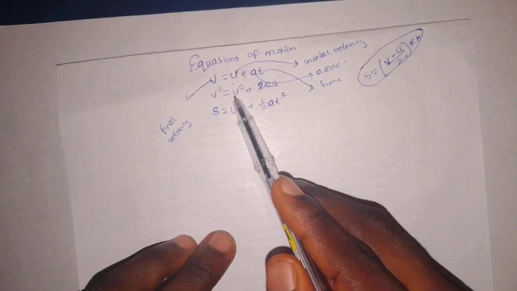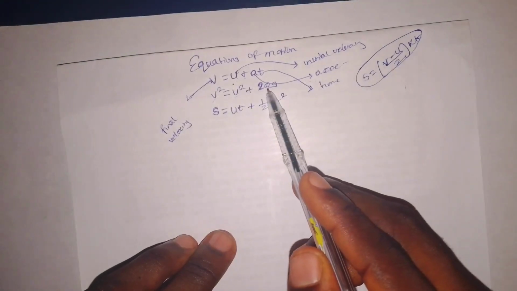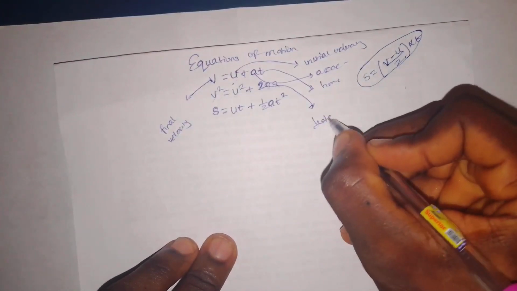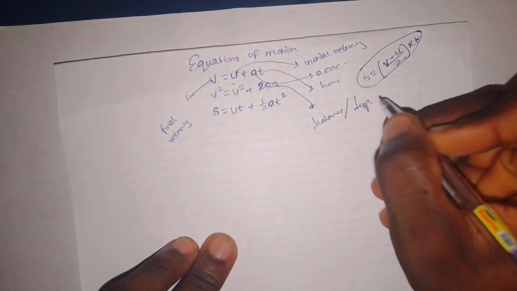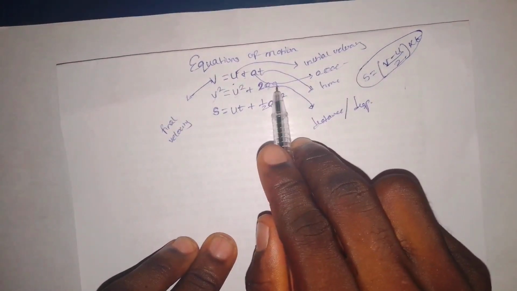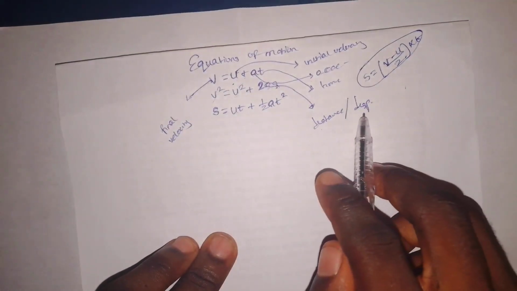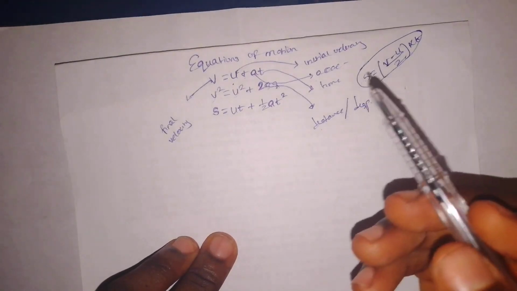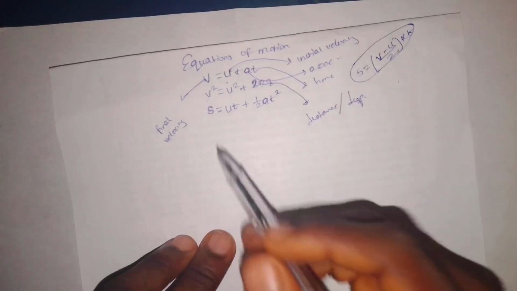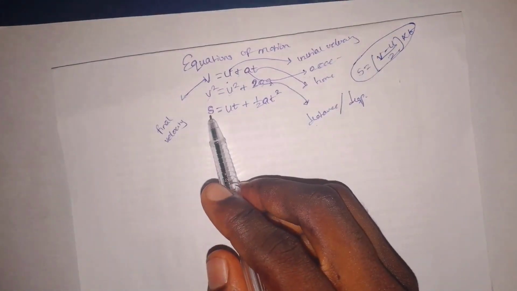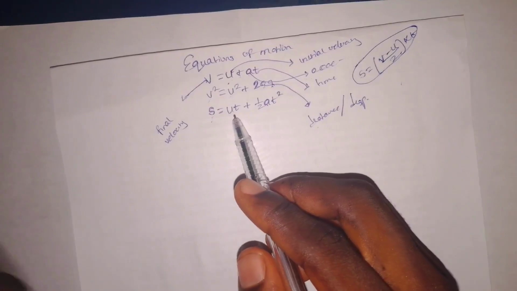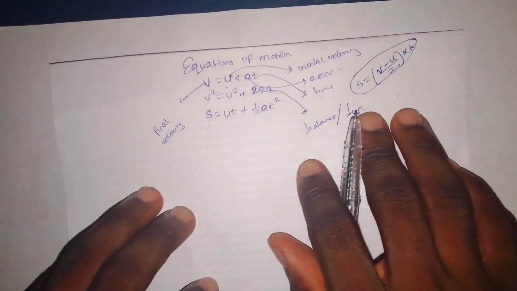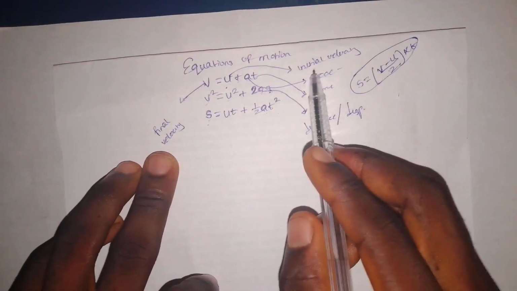This V is final velocity, U is initial, A is acceleration. Why the X? Remember, this X can either be distance or displacement. Remember, I told you guys that the symbol S is used to represent distance or displacement. It depends on the question whether you are dealing with distance or displacement, but we can use them interchangeably. Okay, the third one: S stands for distance or displacement, U initial velocity, T time, A acceleration. So yes, now let me differentiate between final velocity and initial velocity.